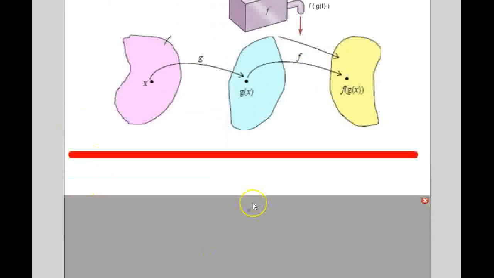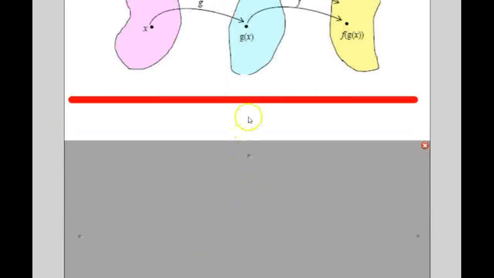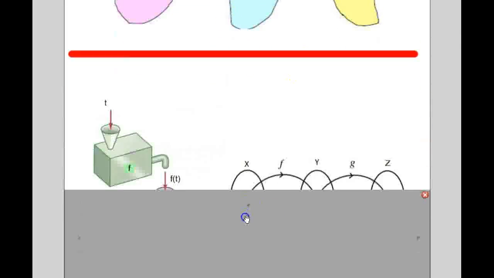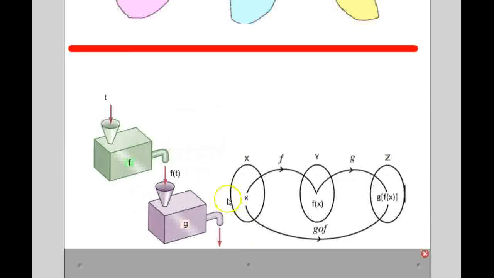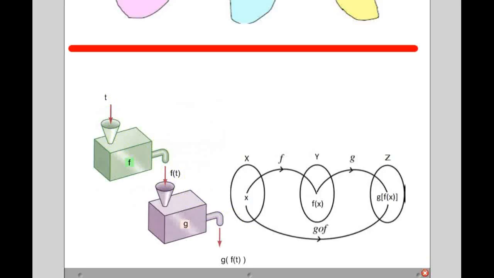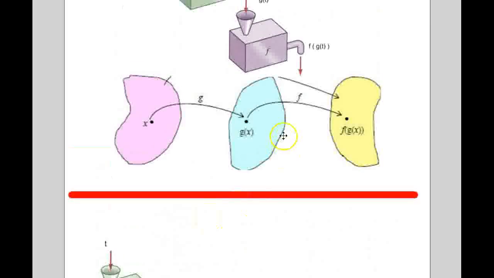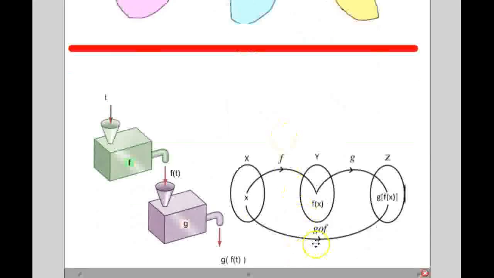So let's take a look at another way of composing it. In this case, we inputted everything into G and took the output of G and put it into F. But what if it's the other way around? The other way around is we put an input into F and take the output of F and put it into G. And that's a G composed F composition. So up here, it was F composed G, and here is G composed F.